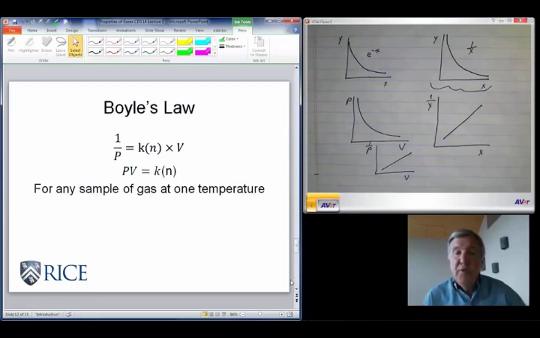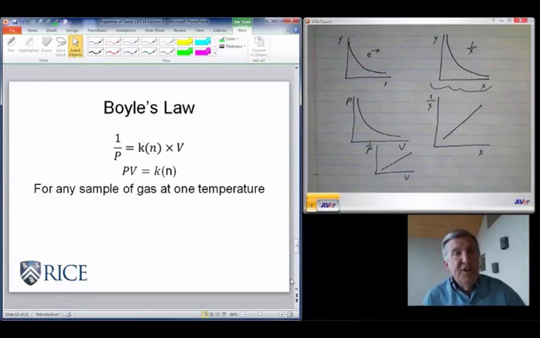So overall, then, we can conclude Boyle's law tells us that 1 over P is equal to a constant which is actually a function of the number of moles of gas multiplied by the volume, or alternatively, PV is a constant which is a function of the number of moles. This function is now true for any sample of gas, provided that we are holding the temperature constant, because we used Avogadro's hypothesis to know that when we change the volume, we change the number of moles of gas.